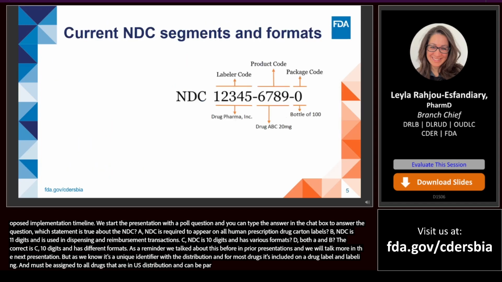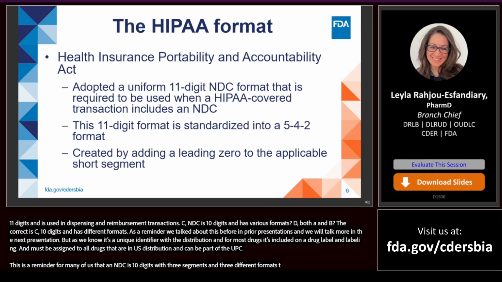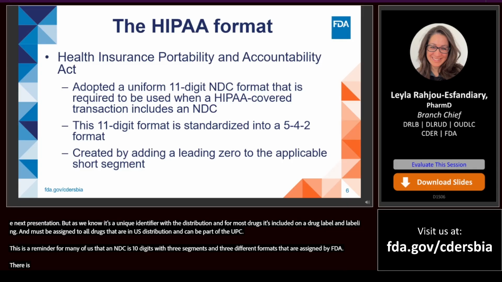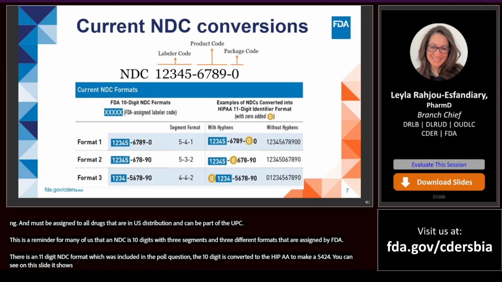This, again, is a reminder for many of us that NDC is 10 digits, it has 3 segments, and it has 3 different formats that are assigned by FDA. So there is actually an 11-digit NDC format, which was included in the poll question. An FDA-assigned 10-digit NDC is converted to the HIPAA standardized 11-digit NDC format by adding a leading 0 to the applicable short segment to make a 5-4-2 format. As you can see on this slide, it shows on the left side the 3 different NDC formats that are switched to the HIPAA 11-digit format on the right.